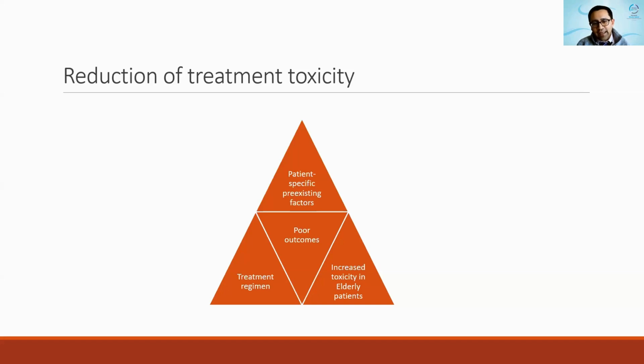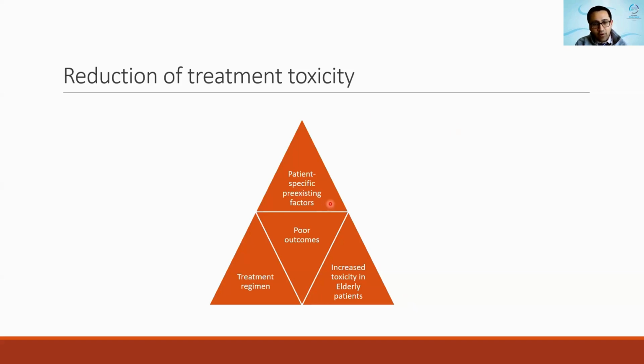Because while treating elderly patients and improving outcomes is important, ultimately early treatment toxicity leads to poor outcomes, and designing treatment regimens which reduce toxicity might actually improve outcomes by making the patient tolerate more treatment. Because these patients can have sensitive disease, but sensitive disease can only be treated if you can actually tolerate the treatment.